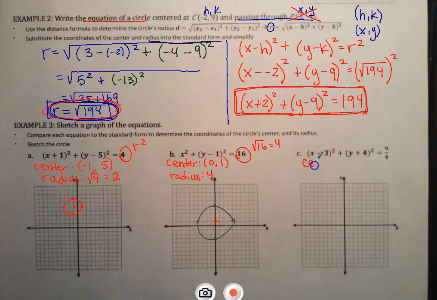Okay, on to our last one. So we need the center and the radius. So my center is at 3, what's my k? Awesome, -4. And how about this radius? Got to take the square root of 9/4. Can you do it? So we would do the square root of 9 over the square root of 4. So this is equal to 3/2.